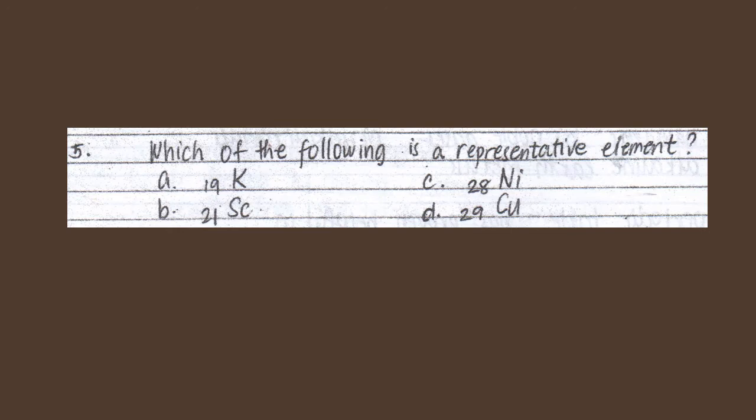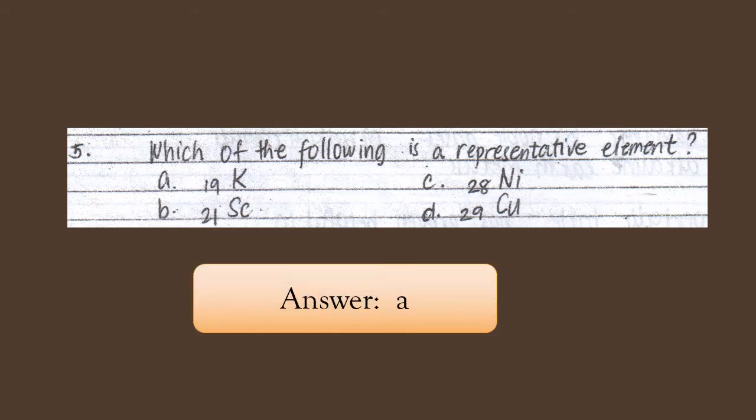Number 5. Which of the following is a representative element? Letter A, potassium, letter B, scandium, letter C, nickel, or letter D, copper? Now the answer is letter A, potassium.